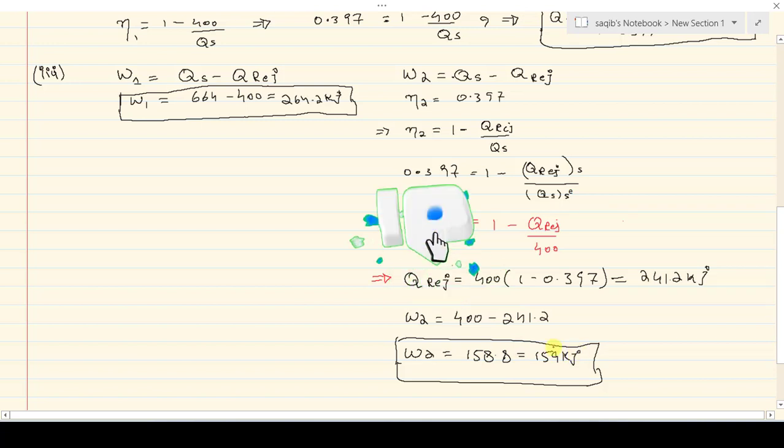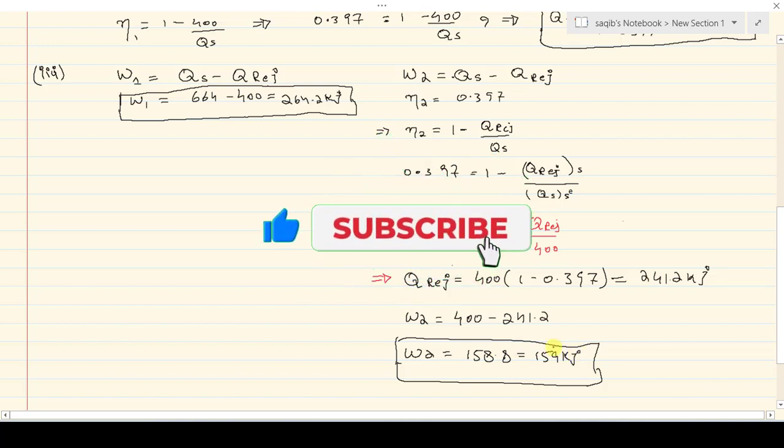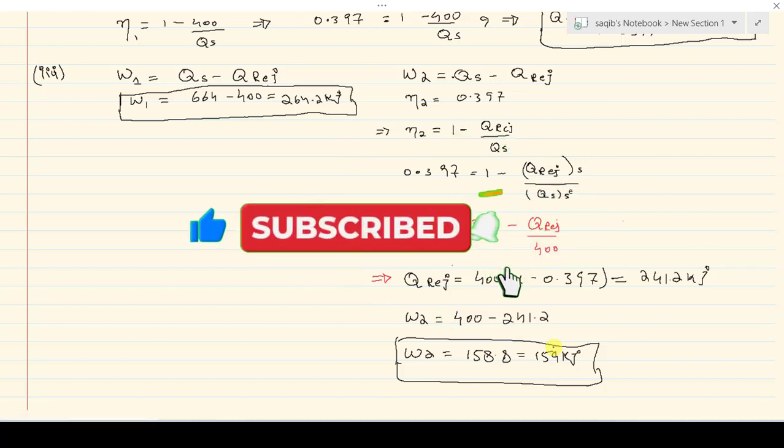I hope you understand this problem 5.2. More problems from the book are on the way.